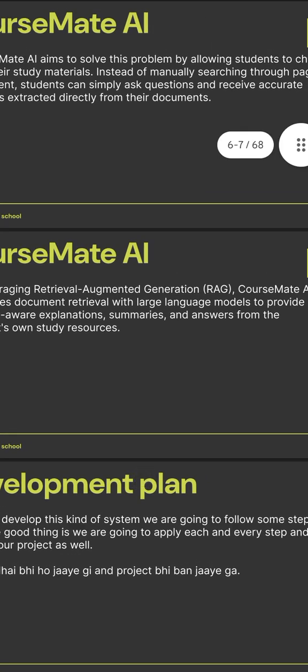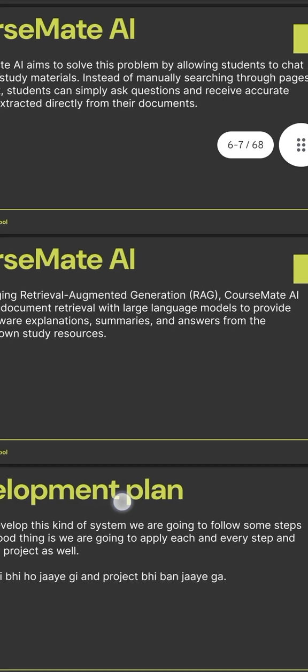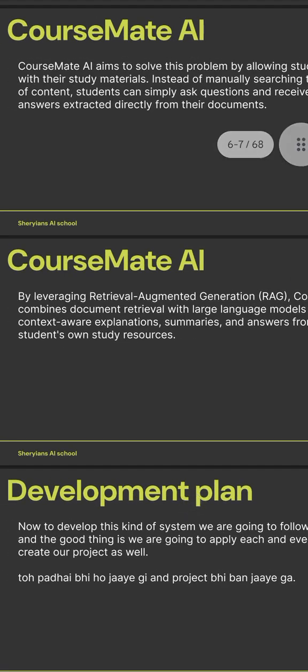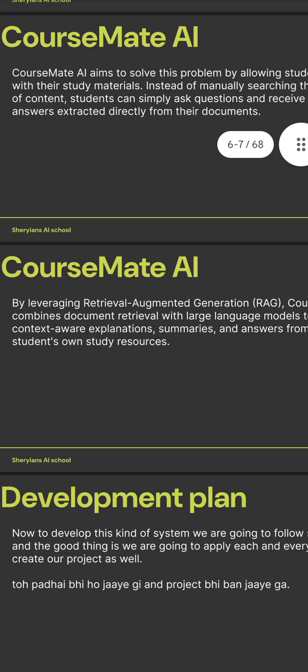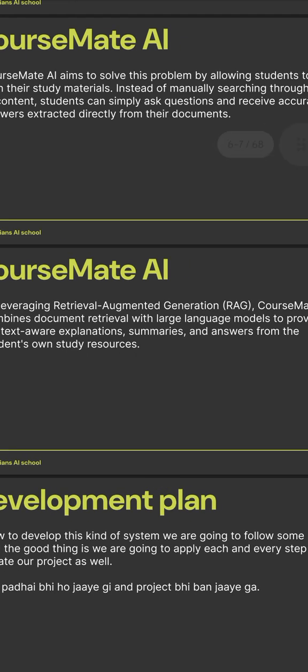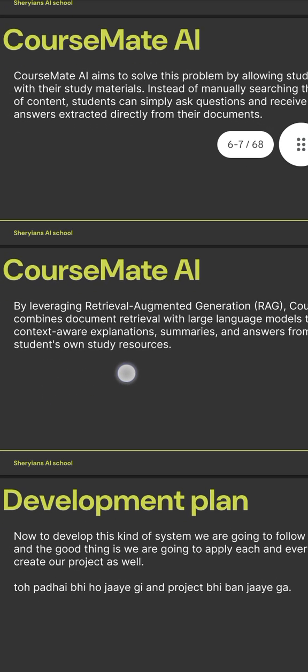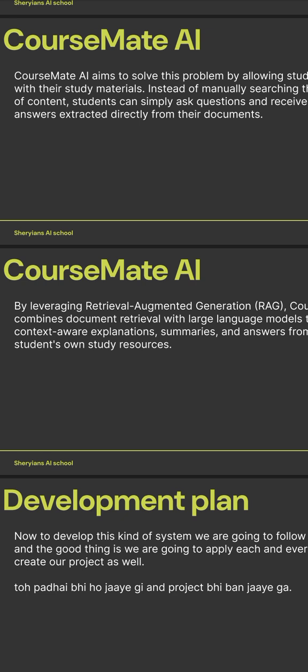So what this means is that here we are going to develop a RAG app. CourseMate AI combines document retrieval with a large language model to provide context aware explanation. So we are going to connect our document with the LLM. The LLM is going to visit your document, then it will answer whatever you want.